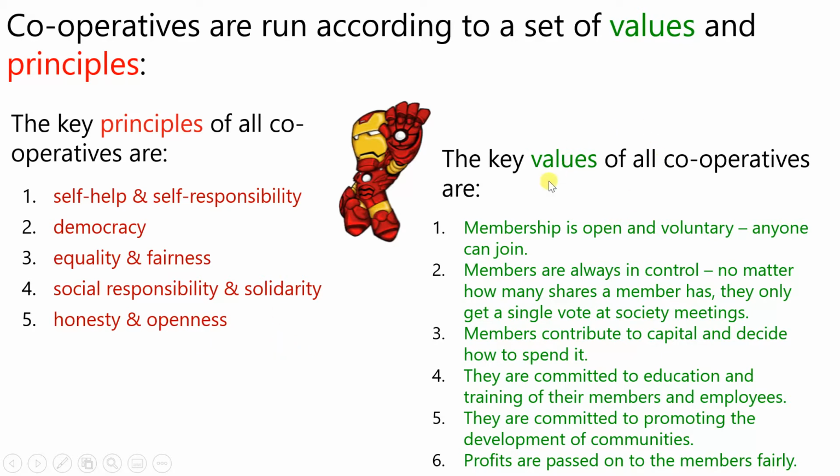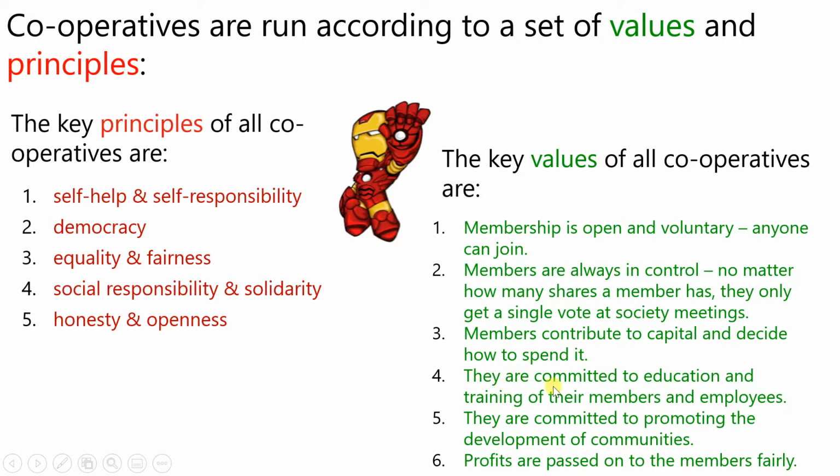The key values of all cooperatives are, this is the section in the green. Number 1, membership is open and voluntary, anyone can join. Number 2, members are always in control, no matter how many shares a member has, they only get a single vote at society meetings. Number 3, members contribute to capital and decide how to spend it. Remember, capital is another way of saying the money in order to invest in a business.